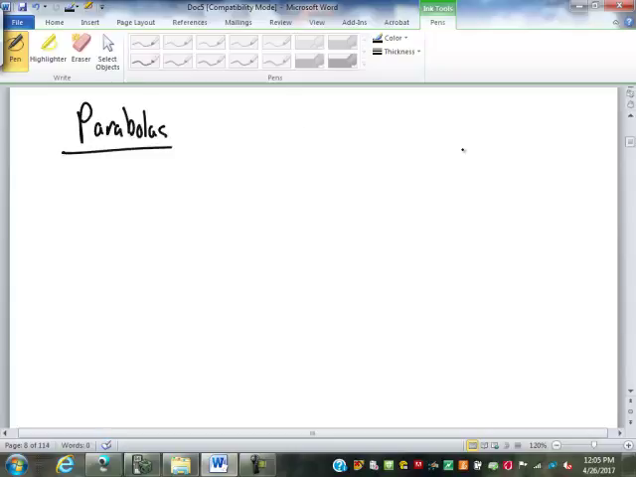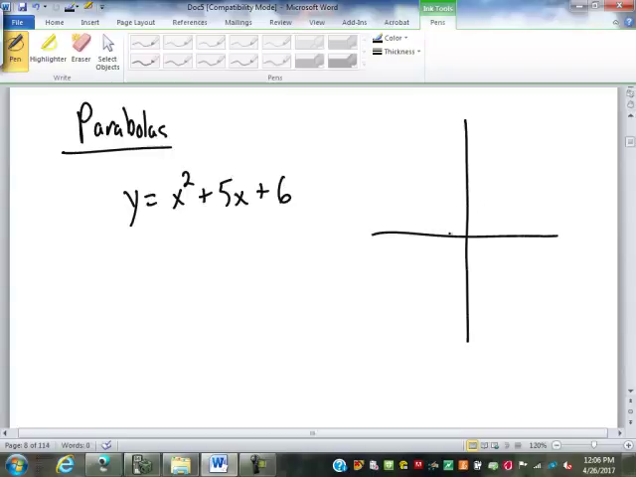A parabola comes from an equation of this form. There's something like that. Y equals x squared plus 5x plus 6 will give us a parabola. And a parabola, when we graph it, looks something like this. That kind of U shape. I don't do very good at curving my sides, but you guys get the picture.